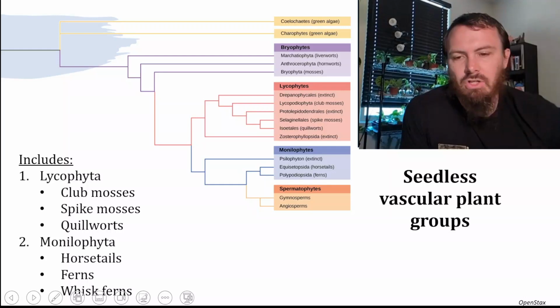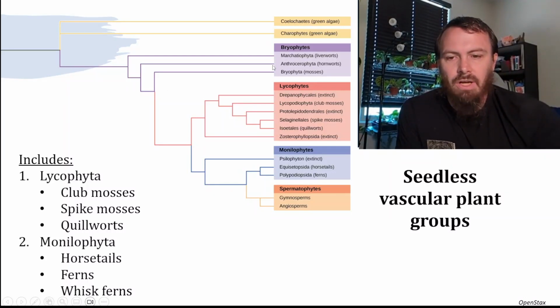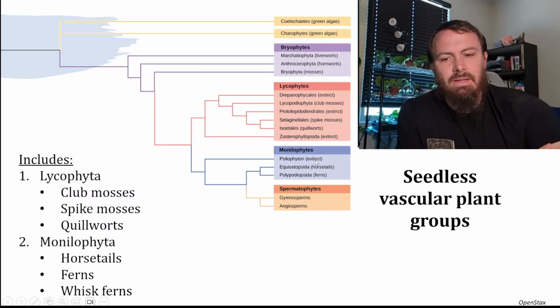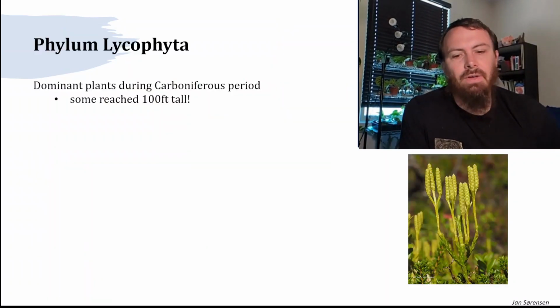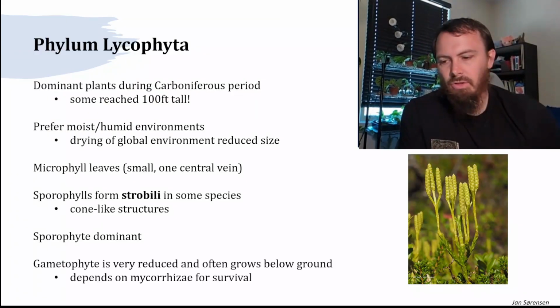So here's the phylogeny again. We've talked about the bryophytes, the liverworts, hornworts, and mosses. Now we're getting into the lycophytes and the monilophytes. So we're going to talk about club mosses, spike mosses, and quillworts, and then also horsetails, ferns, and whisk ferns. So beginning with the lycophytes, I'll go ahead and show all the text here.